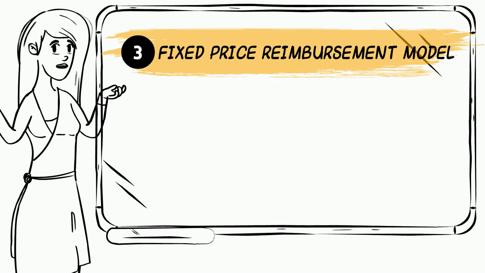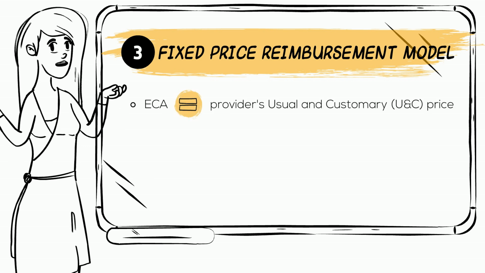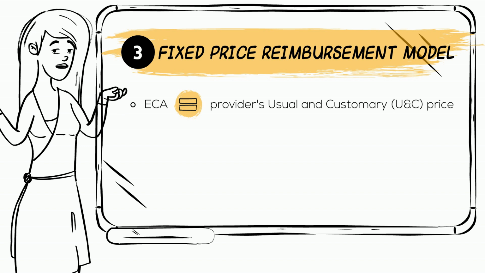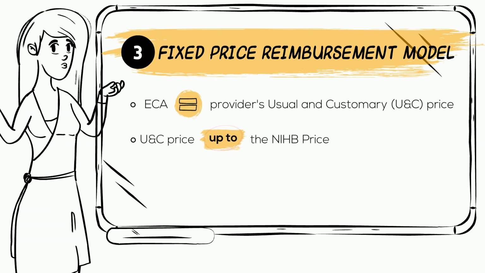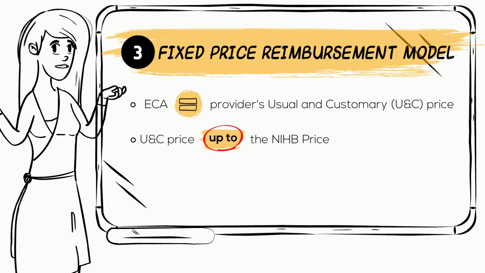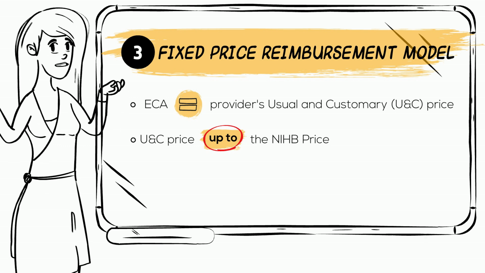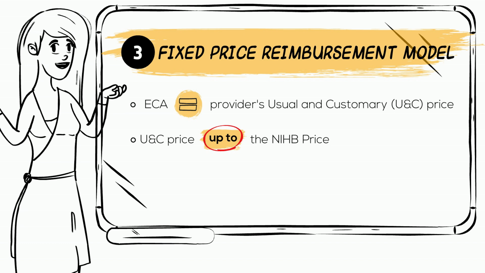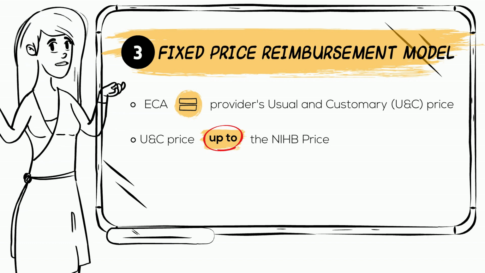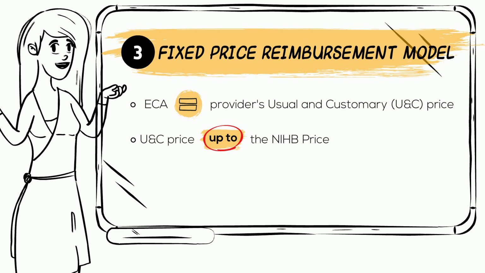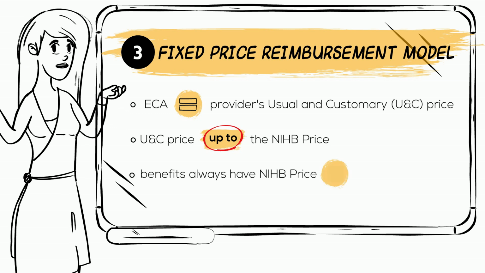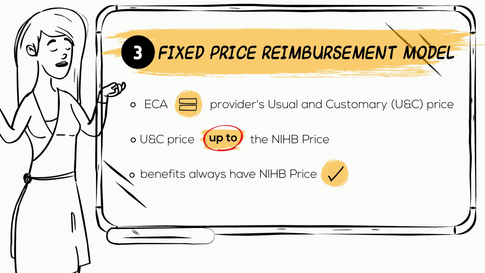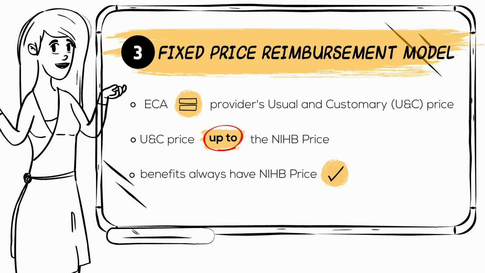In this model, the provider's usual and customary price is used as the eligible claim amount for all items and services, but only up to the NIHB price. The usual and customary price is defined as the lowest price of an item that is charged by a provider to any customer of its regular business. This includes any discounts or special promotions in place on the date of service. You'll notice that benefits under this model will always have an NIHB price.